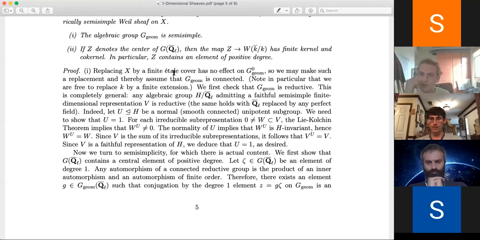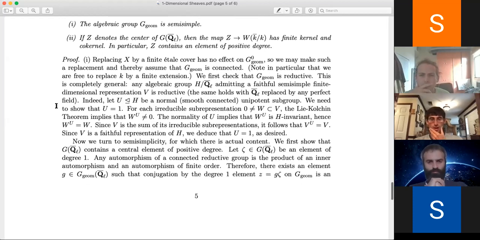Cool. Thanks. Okay, so we can assume it's connected, and in particular, an example of a finite étale cover is extending scalars on K. So you can replace K by a finite extension. We'll use that later. Okay.